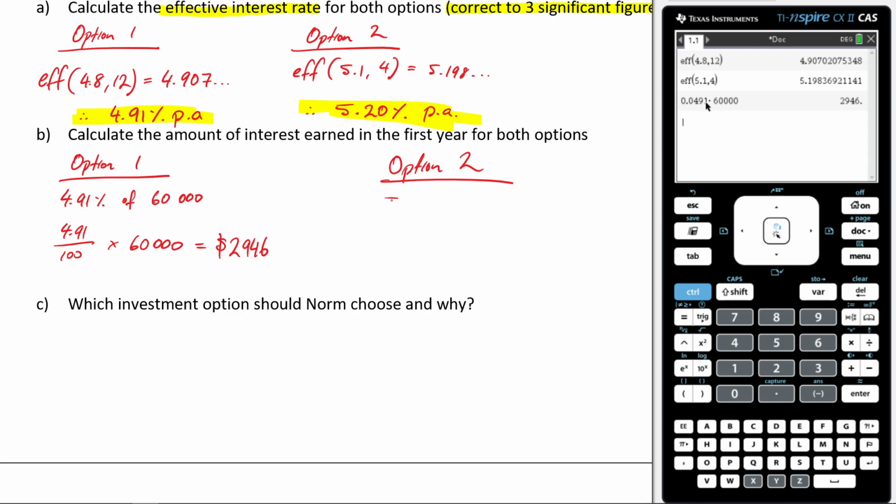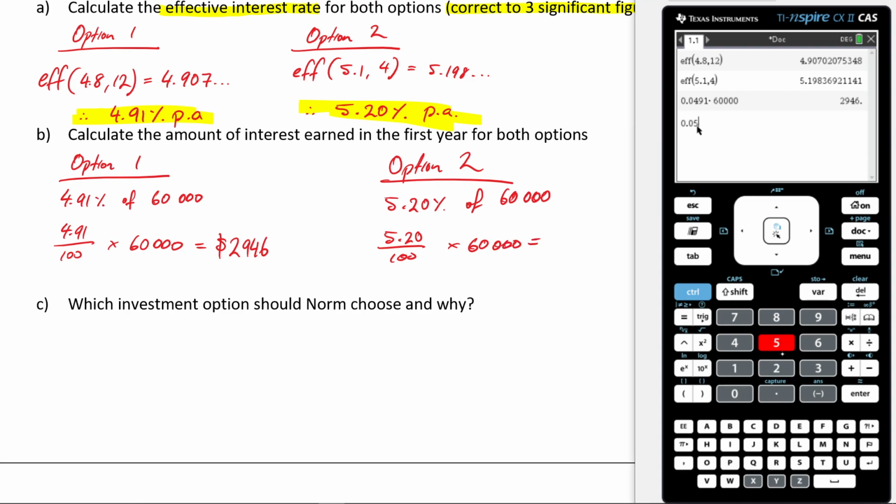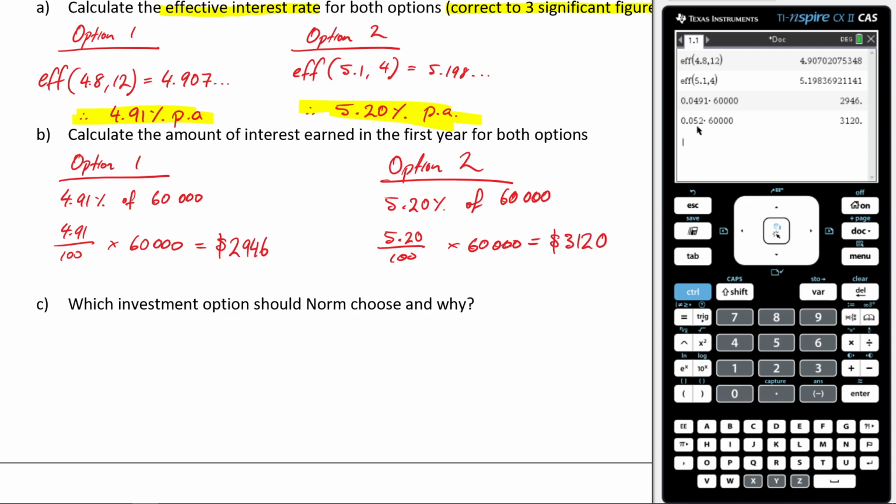I need to figure out what 5.20% of $60,000 is. That's going to be 5.20 over 100 times 60,000, which is going to be 0.052 times 60,000, and that's going to give me $3,120. So which investment option should Norm choose and why?